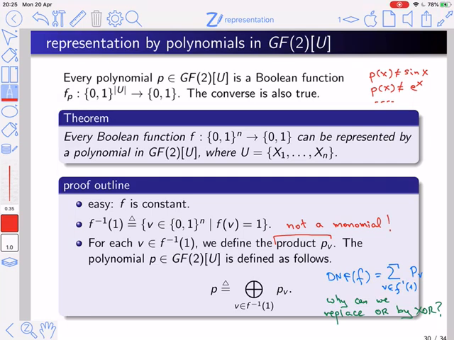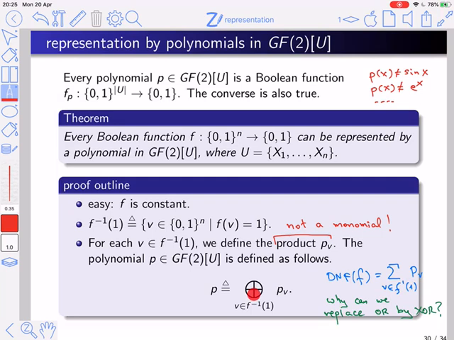And the reason it is not a monomial is because this product may have negations of variables. It may consist of literals which are negated variables. Okay? But let's put this aside for a second. So now let's define a polynomial p as follows. It will be the sum of the products pv, where v is in the pre-image of 1.